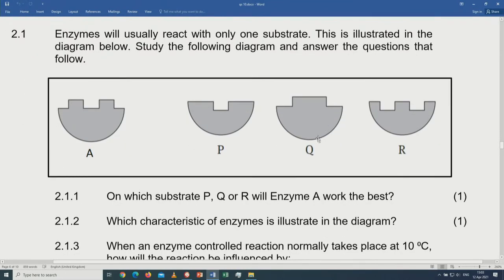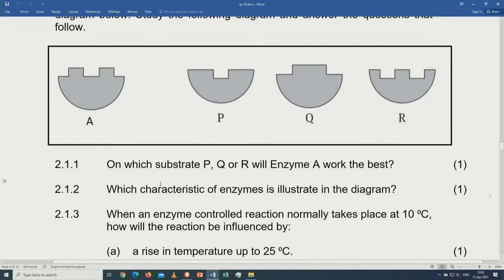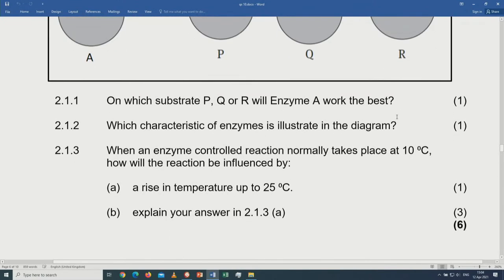This question is based on the enzymes. So the first question says, on which substrate, P, Q, or R, will enzyme A work the best? Remember I said enzymes are substrate specific. So now this is our enzyme, and this part is called the active site. It is where a substrate fits. So let us have a look at P, Q, and R and see which one is going to fit here. Is it going to be P? Q? It's R. So R is the correct answer.